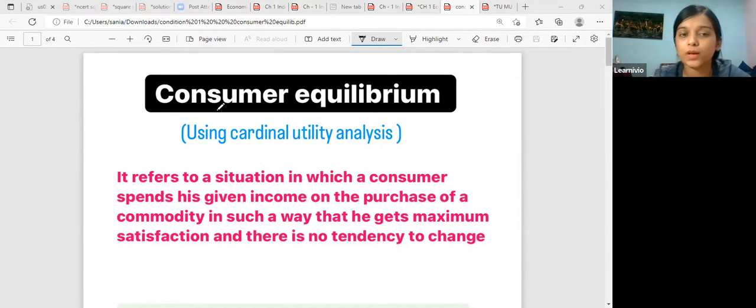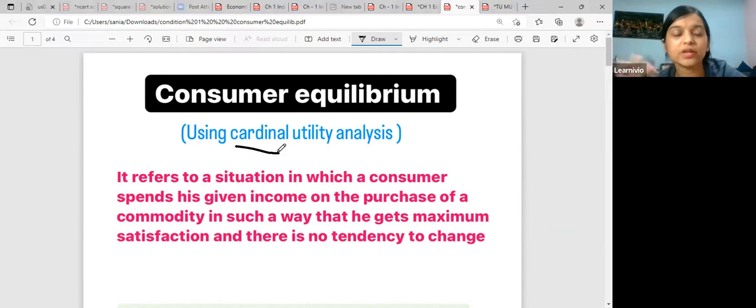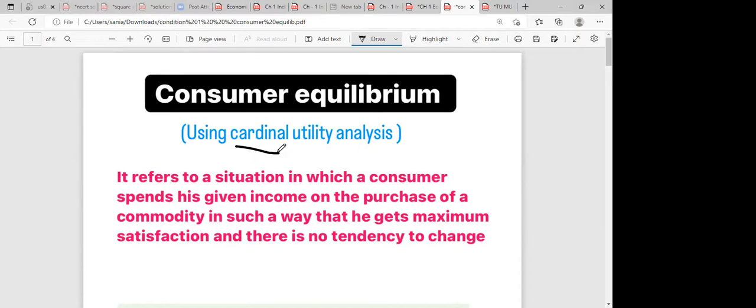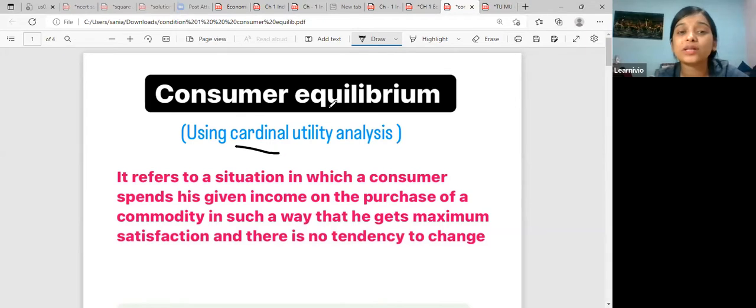Okay. So consumer equilibrium, right? See, I already told you we have two approaches. One is cardinal, when we were doing utility, right? And the other one is ordinal. So cardinal is where you are going to use numerical value. But ordinal is where you are not going to use a numerical value, because that is a qualitative measure, and cardinal is a quantitative measure. Clear, both the girls? Yes, teacher. Jenna? Yes, ma'am. Okay. So now consumer equilibrium.